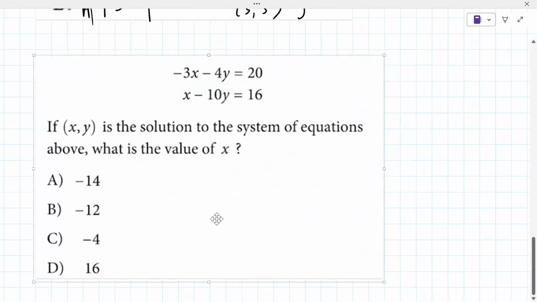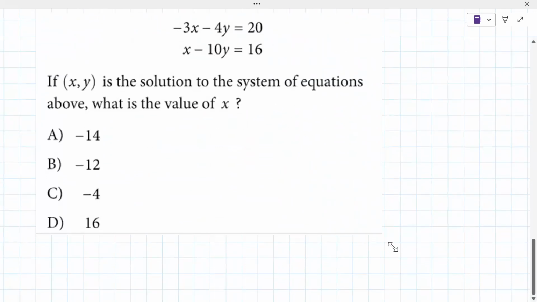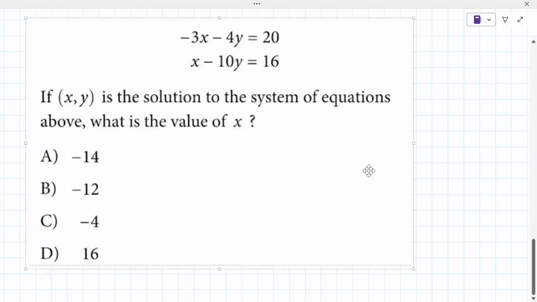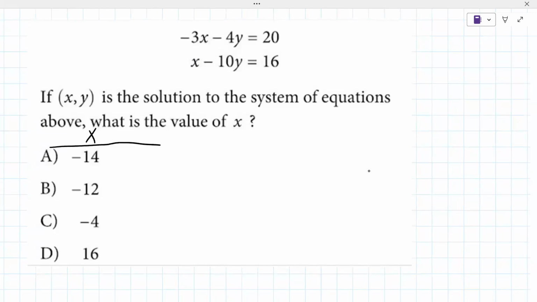It says, which of the following is the value of x in the solution to the system of equations above? So they're giving you the x's. In your opinion, which equation is easier to solve for y? The first one or the second one? The second one. Yeah, just slightly.